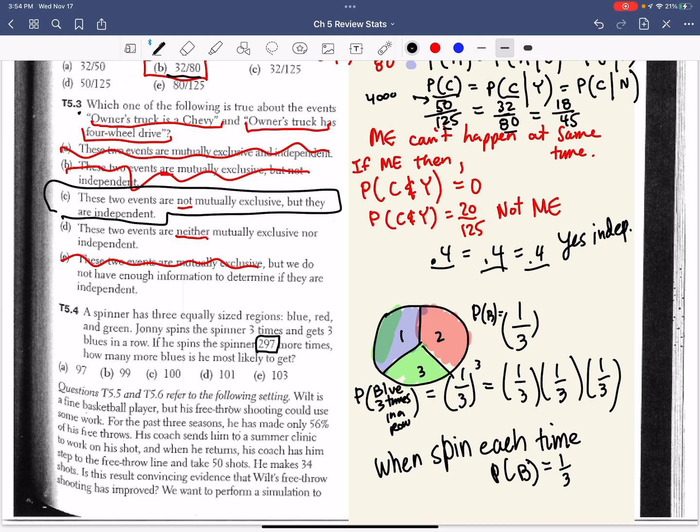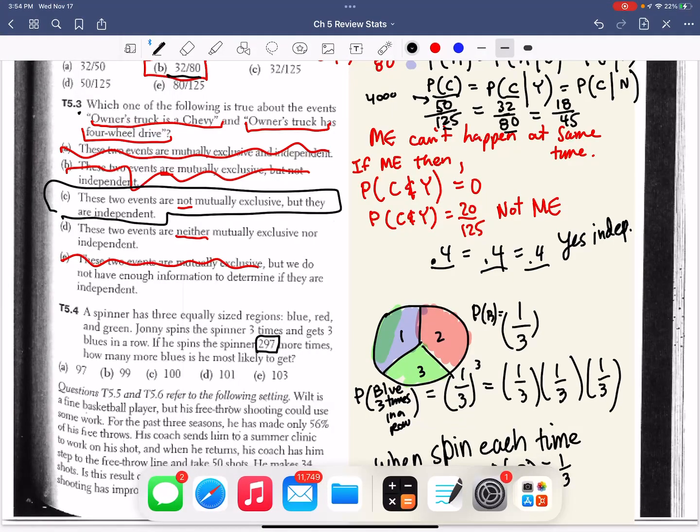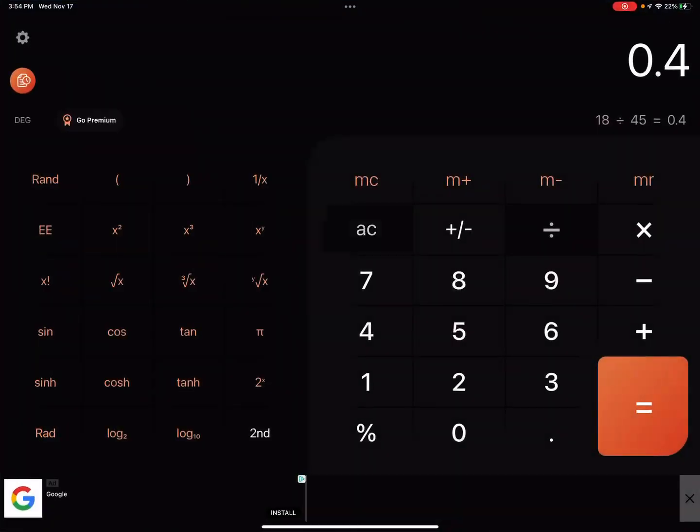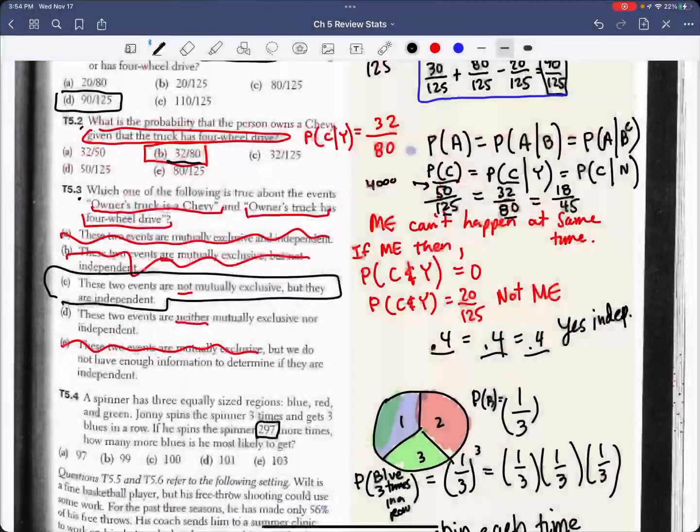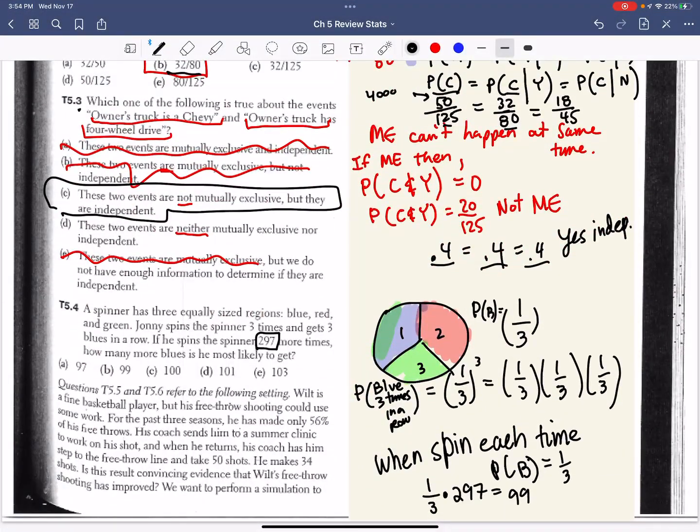So how many times should we expect? Well, what is 1/3 of 297? A third of the time I'm going to get that. So if I go to my calculator, 297 divided by 3 is 99. Cool. So a third of the time I'm going to get blue. If I spin it 297 times, about 99 times I'll get blue, about 99 times I'll get red, and about 99 times I'll get green. That's what I'm predicting. Cool.